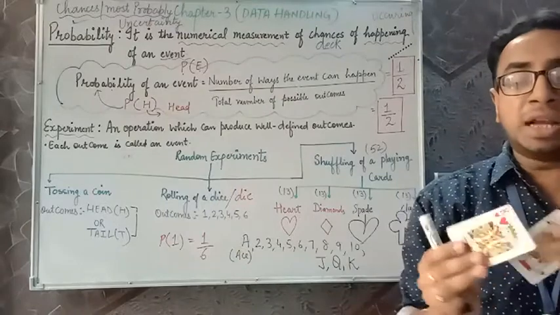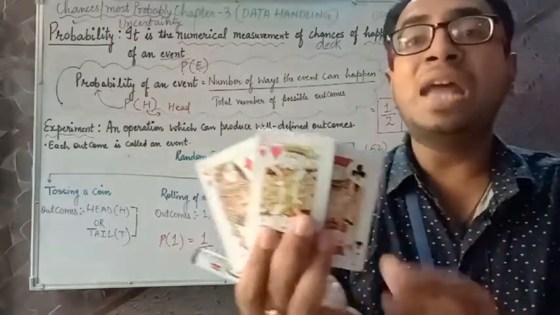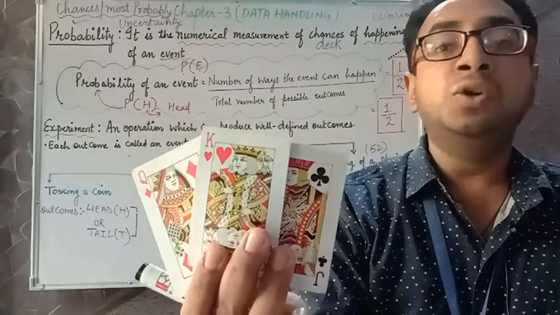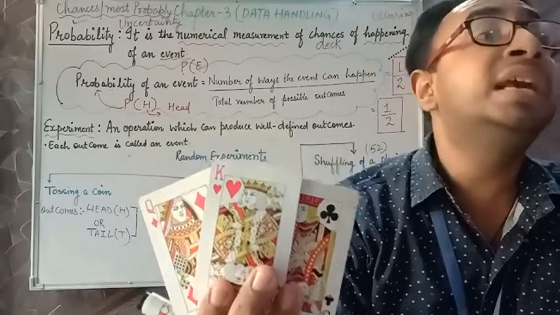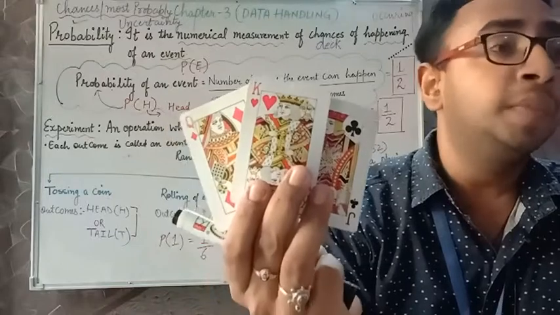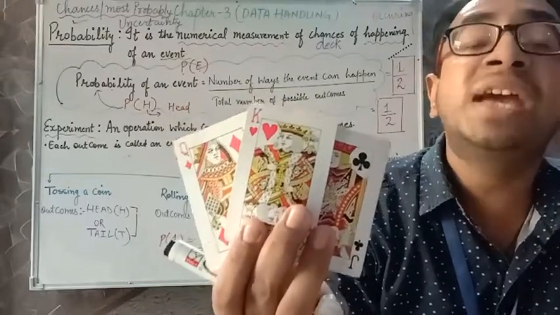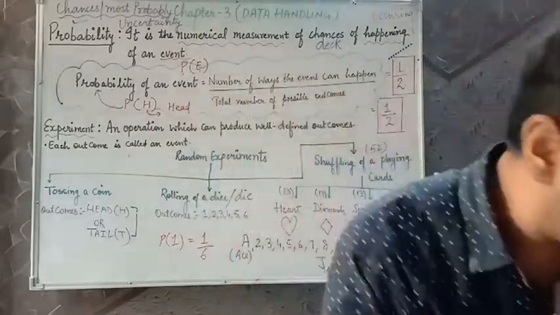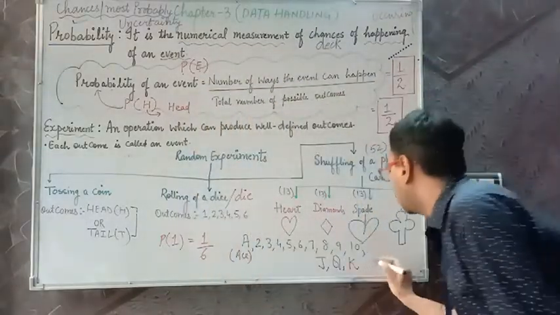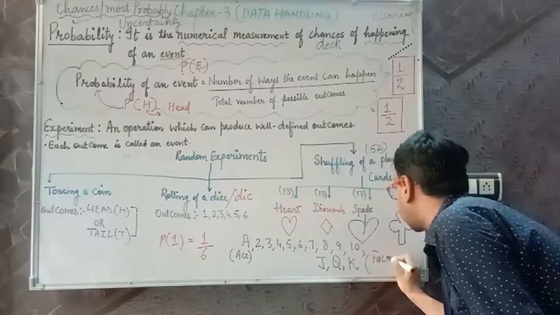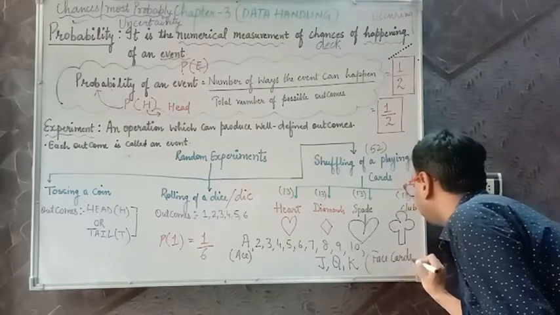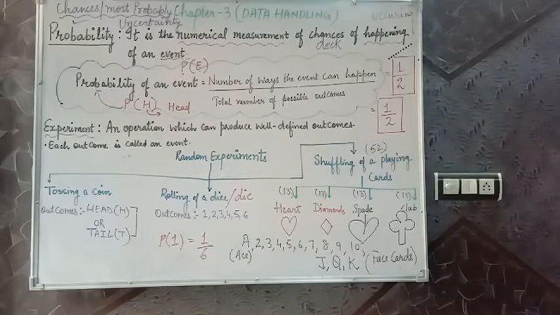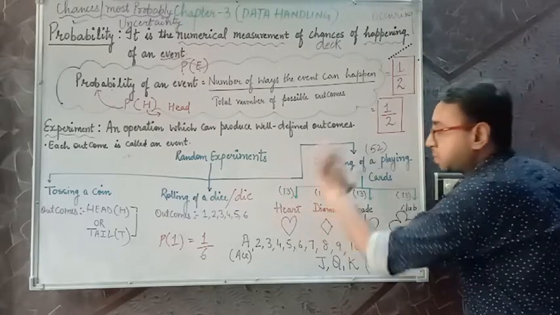These three cards together are known as face cards because these three cards possess faces. Can you see the pictures are there? That is why they are known as face cards. Are we clear? Any doubt with this particular thing?